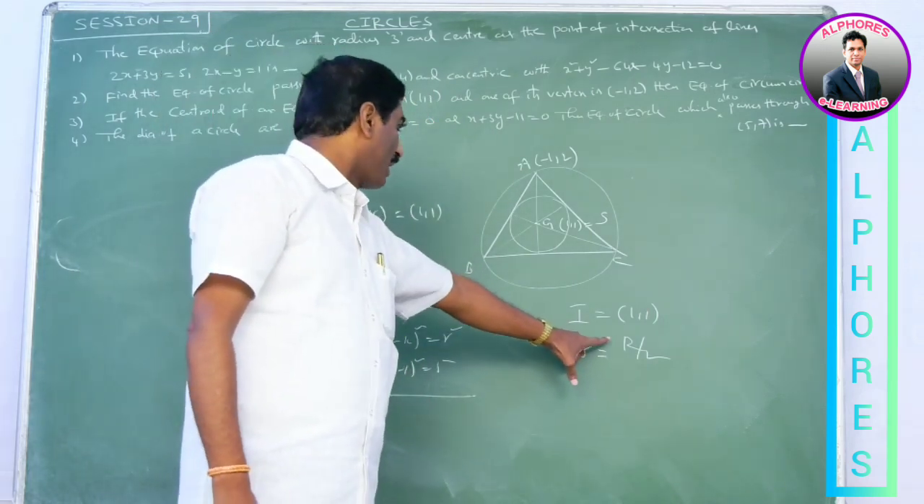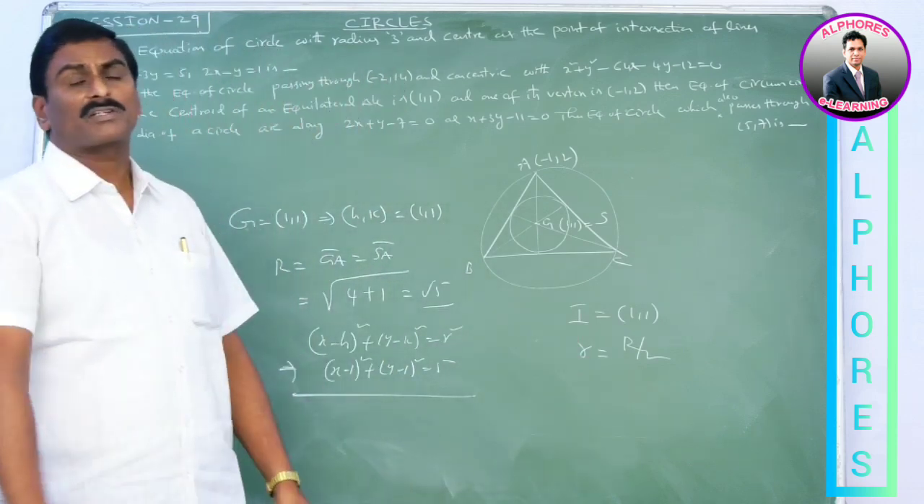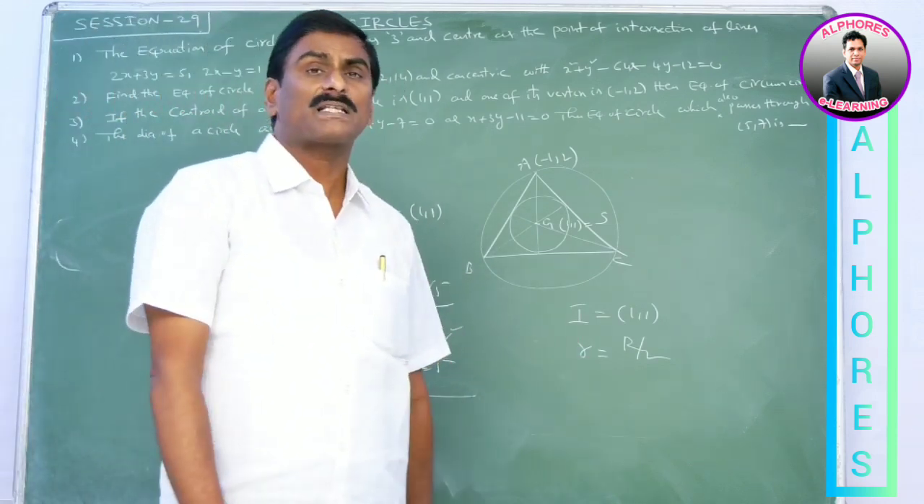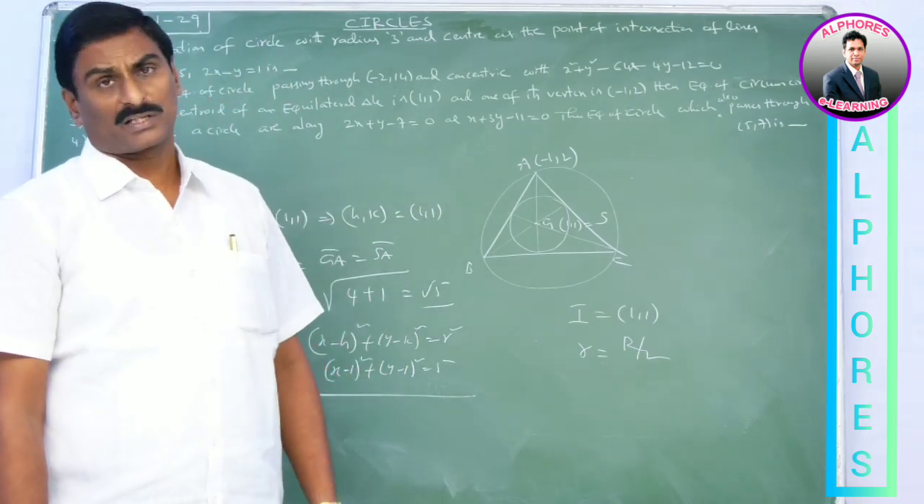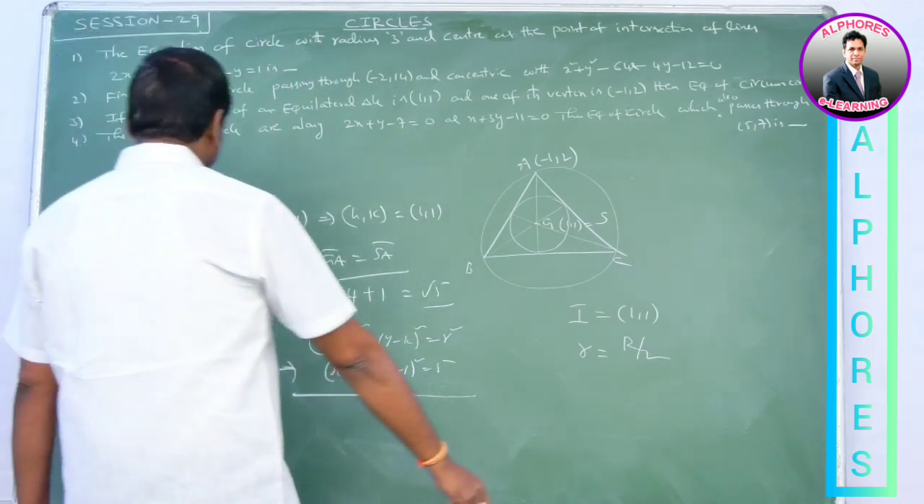So radius is equal to r by 2. That means root 5 by 2. Equation of the incircle is (x minus h) whole square plus (y minus k) whole square is equal to small r square. Okay. Next, fourth one.